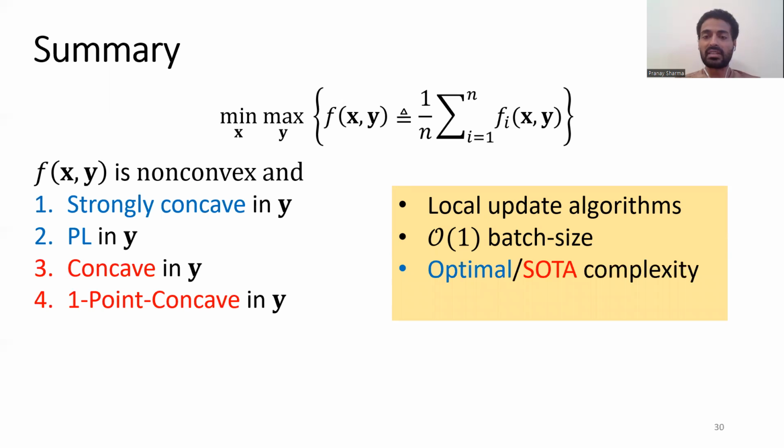Our sample complexity results are optimal for the classes of functions shown in blue, namely strongly concave in Y and Polyak-Lojasiewicz in Y. And our sample complexity results are state-of-the-art for the classes of functions shown in red. That is, if the function is concave in Y or 1-point concave in Y. For all our algorithms, we achieve a linear speedup as the number of clients increases. So the computation which every client has to do decreases as you increase the number of clients.